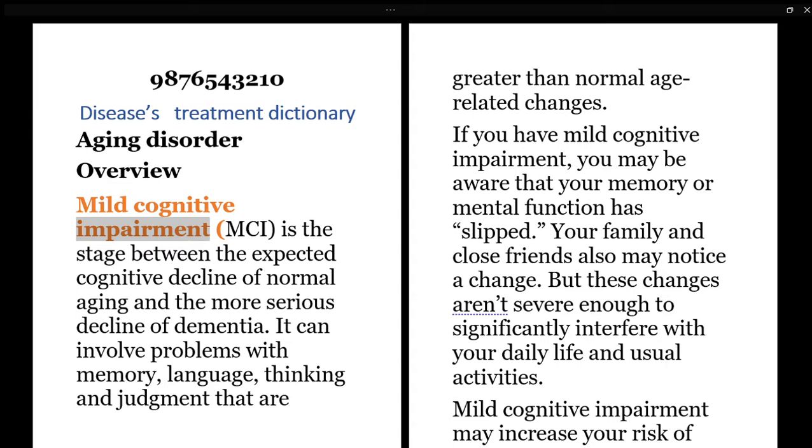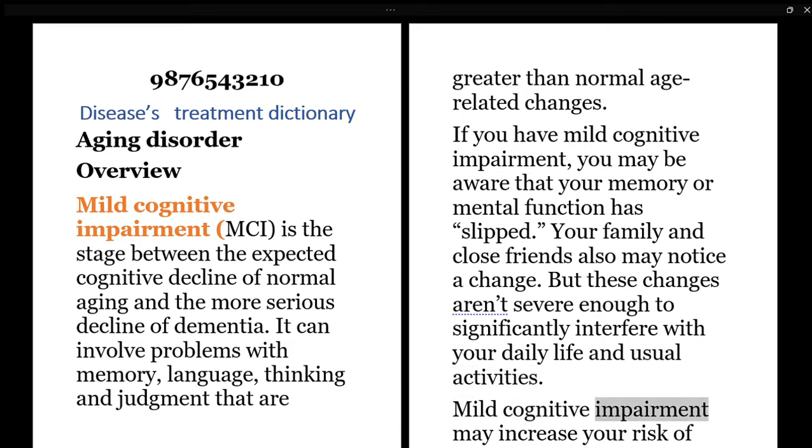Mild cognitive impairment, MCI, is the stage between the expected cognitive decline of normal aging and the more serious decline of dementia. It can involve problems with memory, language, thinking and judgment that are greater than normal age-related changes. If you have mild cognitive impairment, you may be aware that your memory or mental function has slipped. Your family and close friends also may notice a change. But these changes aren't severe enough to significantly interfere with your daily life and usual activities.